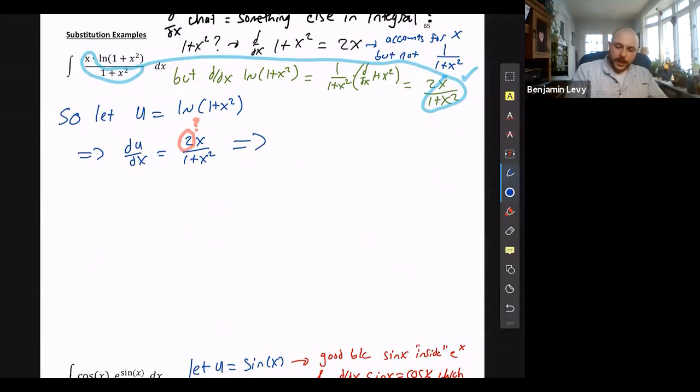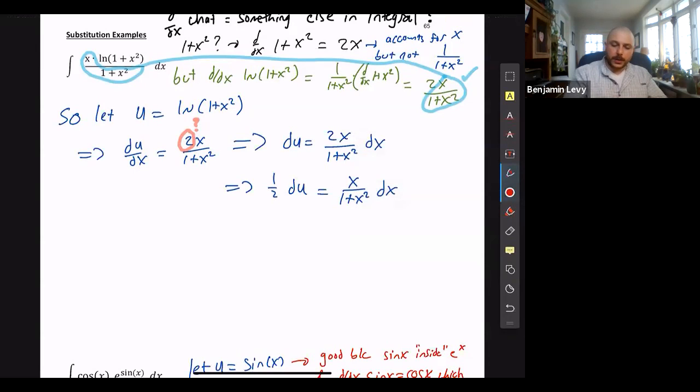I guess I can do it in 2 steps. So this is like du equals 2x over 1 plus x squared dx, right? Moving the dx over to the other side. And then divide by the 2 to bring it with us. So 1/2 du equals x over 1 plus x squared dx. So these are the 2 things we're going to substitute.